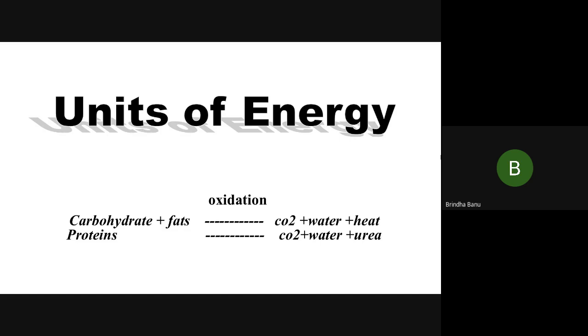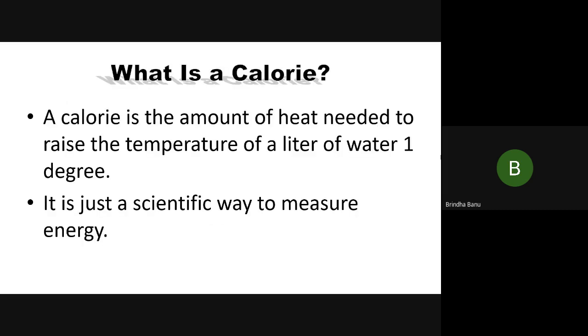So some units means we are going to name it as calorie. So first of all, we should know what is a calorie. A calorie is the amount of heat needed to rise the temperature of a liter of water 1 degree Celsius. It means we have to rise the temperature of water like 1 degree.